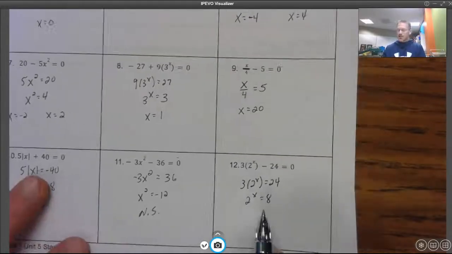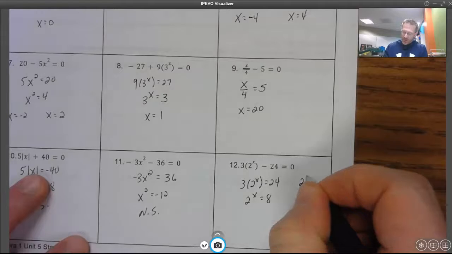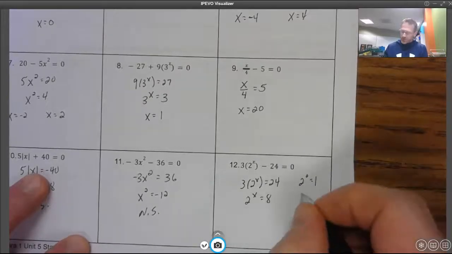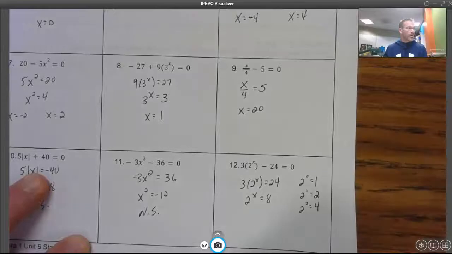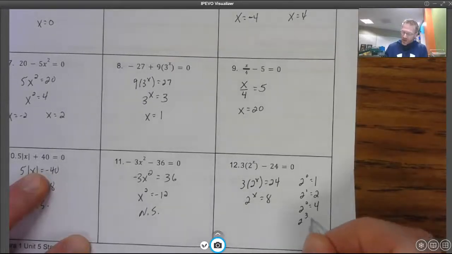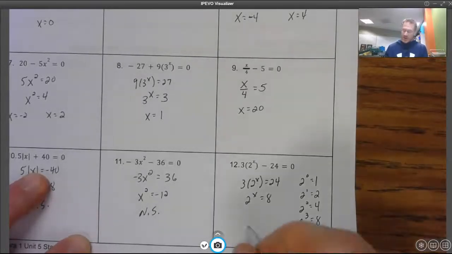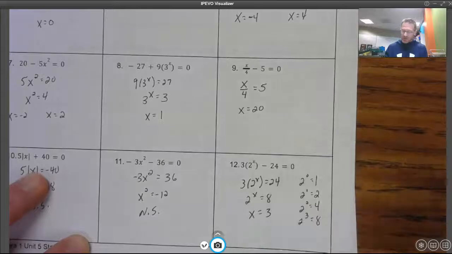All right, so now, once again, going through our powers, right? 2 to the 0 power is 1. 2 to the first power is 2. 2 squared is 4. All right, 2 to the third power is 8. So that means that x equals 3.